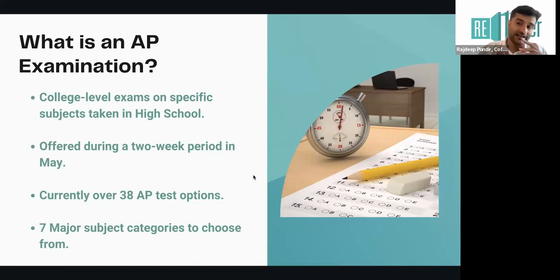And hence, unlike SAT, which happens 7 times a year, here your planning becomes super important because you cannot miss out on the timeline. The moment you miss the timeline, you lose an entire year in case you plan to do an AP exam.